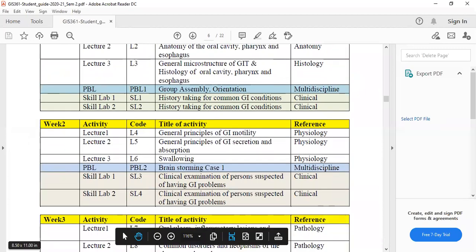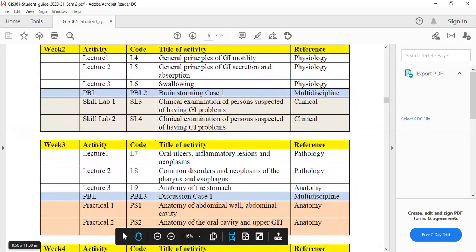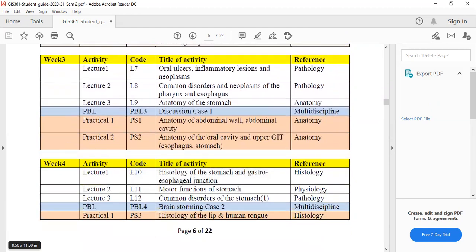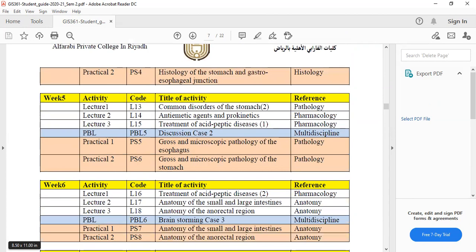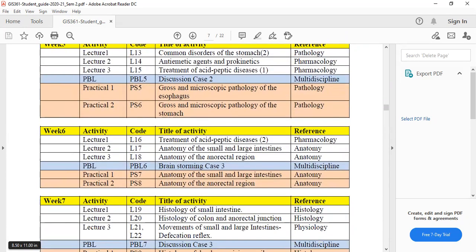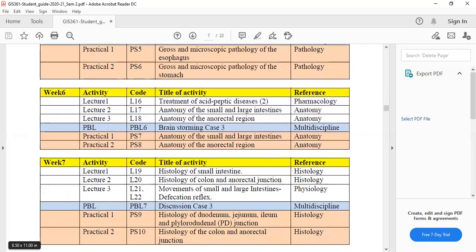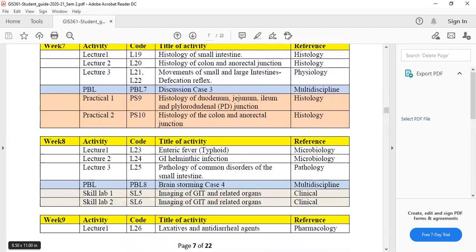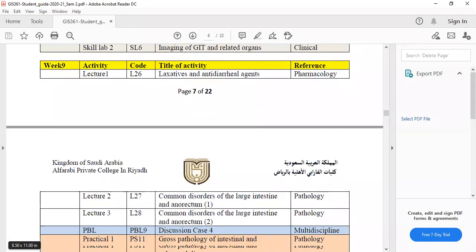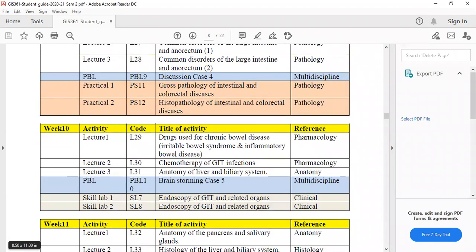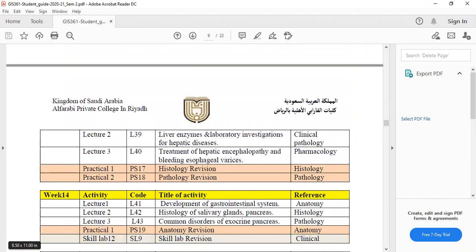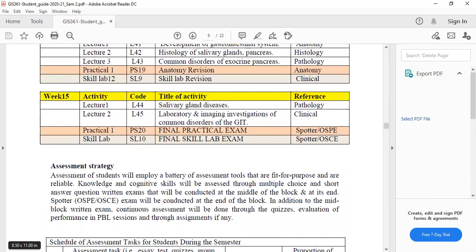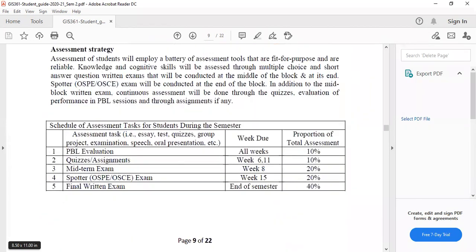If you go through this whole course guide or student guide, you will see for each week what the activities are, what the lectures are, then the PBL sessions as well as the practicals or clinical skills. All the details and all the topics of the lectures are here. Once you enter Moodle, you can see all the lectures attached there, so you can get all the lectures at the same time.